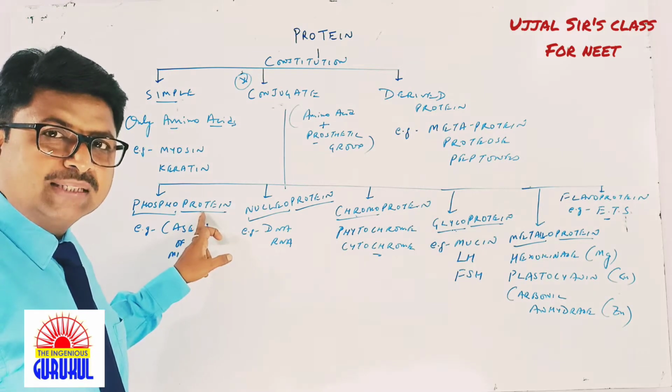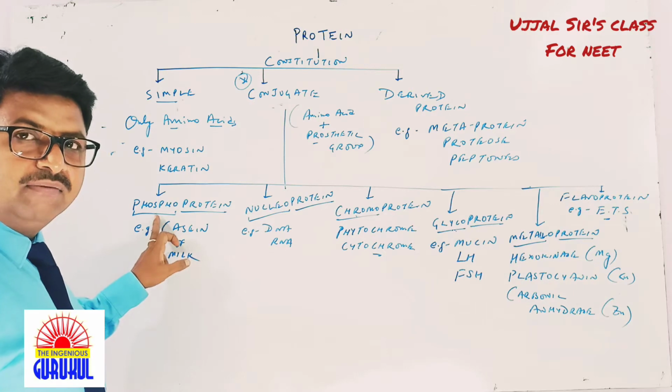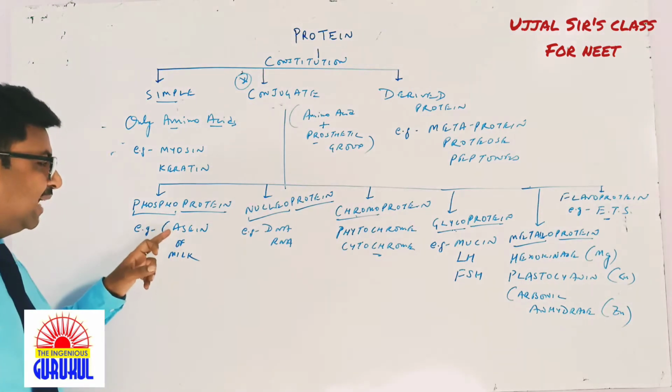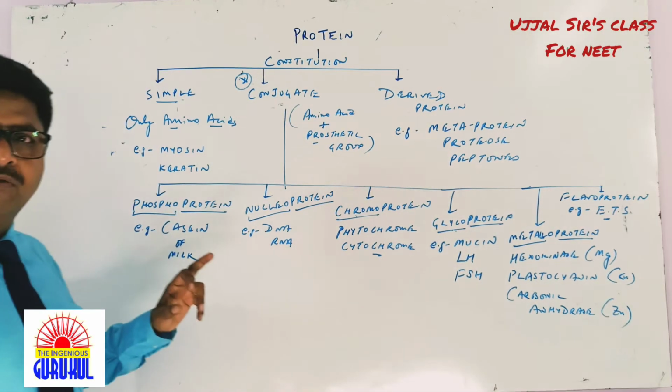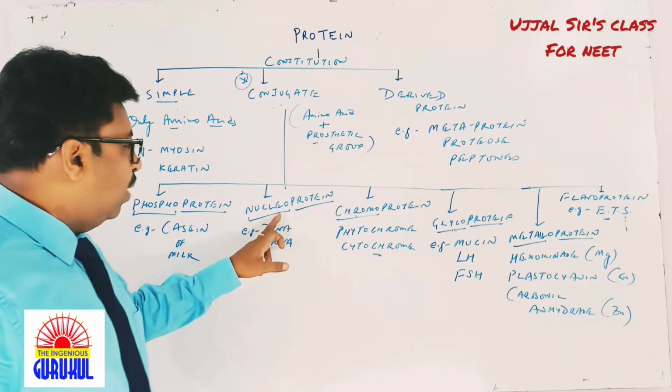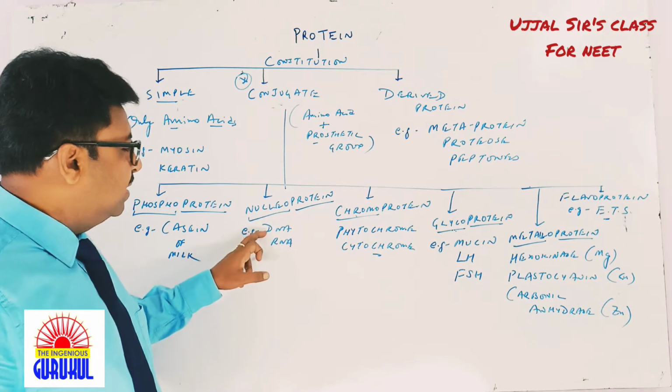Phosphoprotein is number 1, where phospho means phosphate, and protein means it's made up of amino acids. So what is the prosthetic group out here? It's the phosphate. So the example is casein, the milk protein, we already know that. Casein of milk is the best example of phosphoprotein. The second one is nucleoprotein. So the prosthetic group over here is nucleic acid. So the example is DNA and RNA.